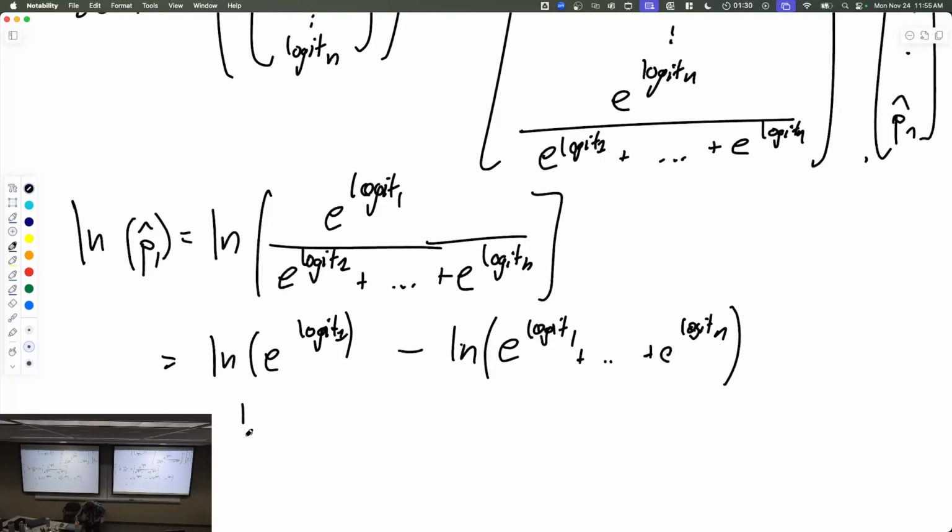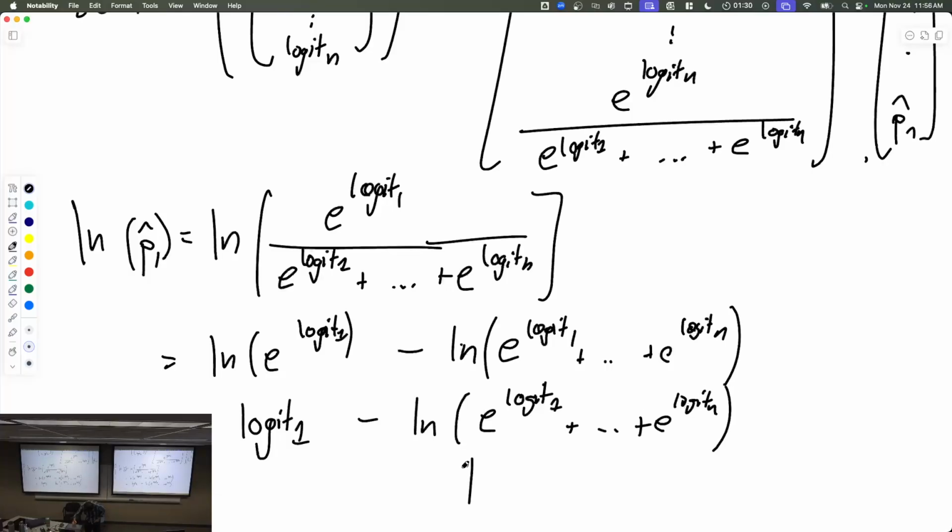Okay, so you get the logit 1 minus the log of e to the logit 1 plus ... plus e to the logit n. I sometimes call this thing the log sum exp, because you first apply the exponential function, then you add them all up, and then you take the log. And by doing the log sum exp, basically the log probabilities are the logits, but shifted over so that the probabilities add up to 1.